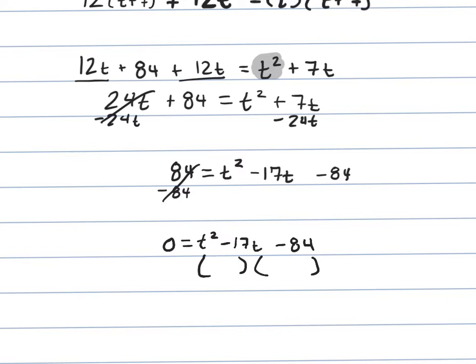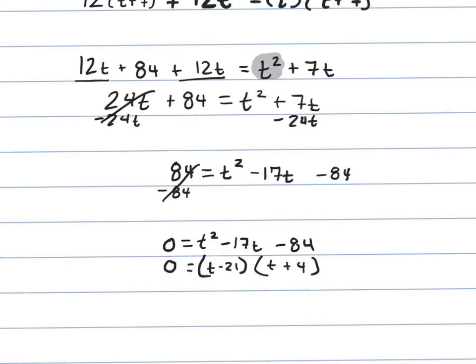I got t minus 21 and t plus 4. Let's just check those real quick. T minus 21 and t plus 4. Negative 21 times positive 4 is definitely negative 84. And negative 21 plus positive 4 is definitely negative 17. So this one checks out.